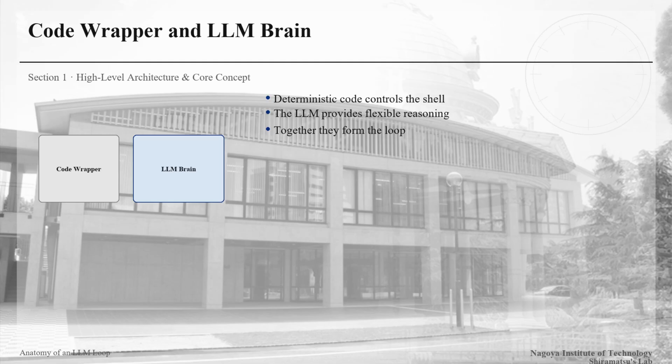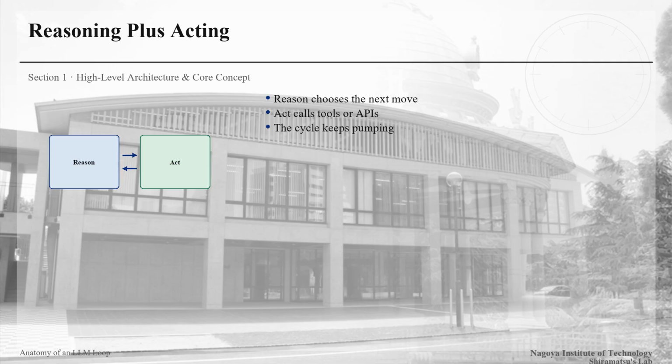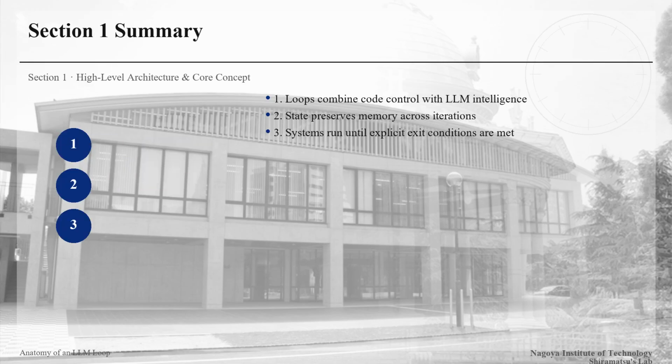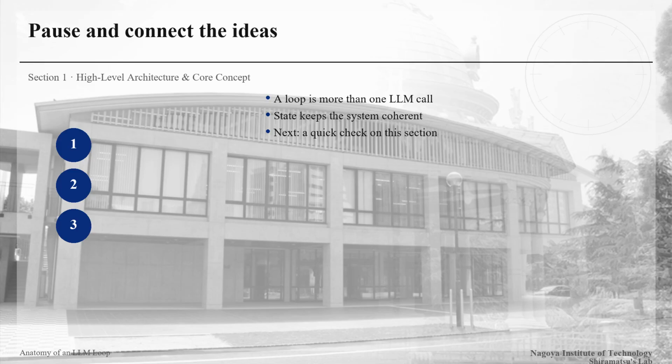The loop needs both. ReAct means reasoning plus acting. The model plans, then acts, then continues the cycle. Section 1 takeaways. Loops combine code and LLM intelligence. State preserves memory, and runs stop only on explicit exit conditions. Pause here. An LLM loop is more than one model call, and state keeps it coherent.